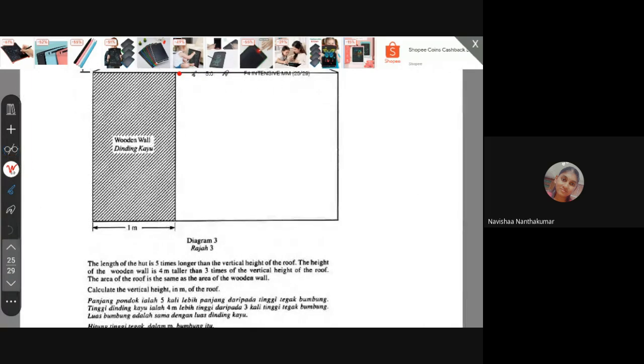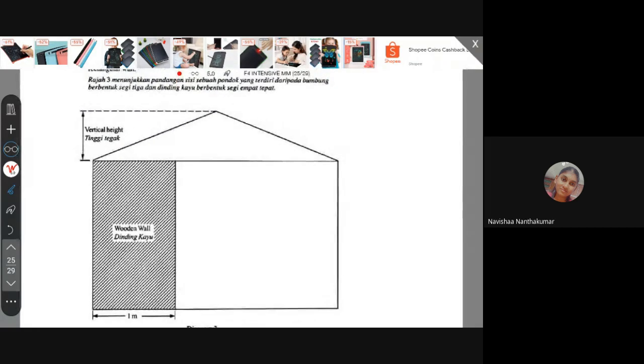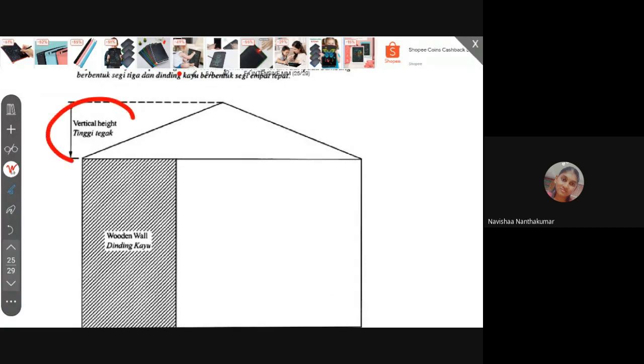Okay, so they say length of hut is 5 times longer than the vertical height of the roof. Okay guys, so apa anggapan yang saya boleh buat kepada tinggi tegak ni? What assumption can I make over here? We must put something there. Apa yang kita kena letak kat situ?